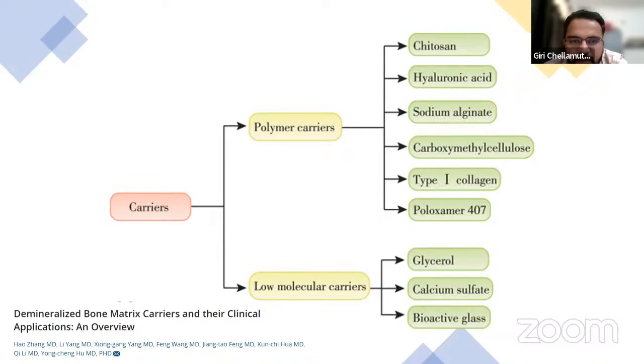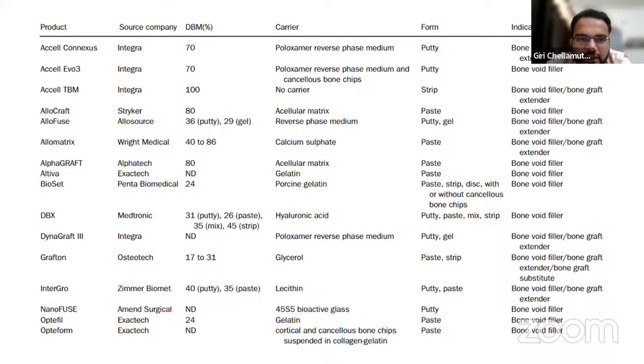As described by Jiang et al., these carriers can be classified broadly into polymer carriers and low molecular carriers. The low molecular carriers can be further classified into glycerol, calcium sulfate, and bioactive glass, whereas the polymer carriers can be classified into chitosan, hyaluronic acid, which is most commonly used, sodium alginate, carboxymethylcellulose, type 1 collagen, and poloxamer 407, which is a synthetic product. So these are the different commercial forms that are available, and I'm not going to go into details of all these forms.